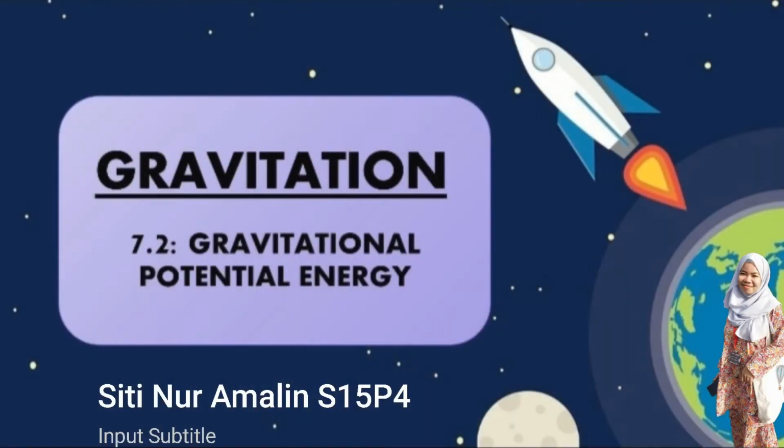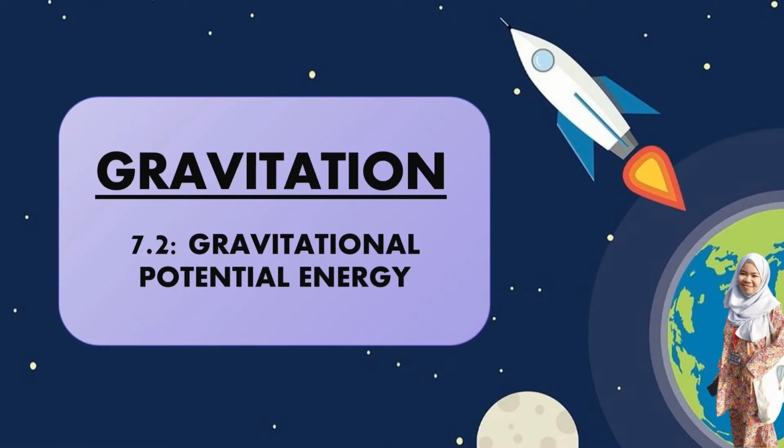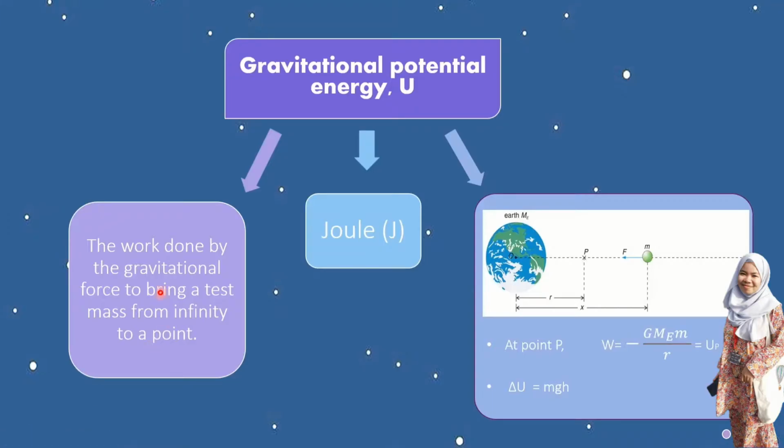You are with me, Amalin, to explain the subtopic gravitation 7.2, gravitational potential energy. The symbol is U. Gravitational potential energy can be defined as the work done by the gravitational force to bring a test mass from infinity to a point.